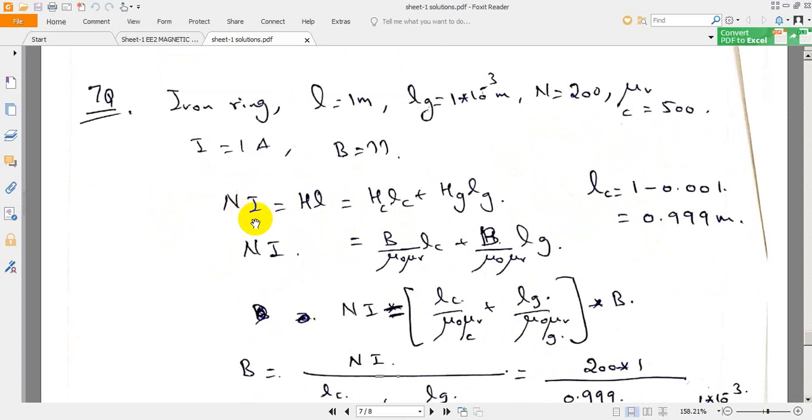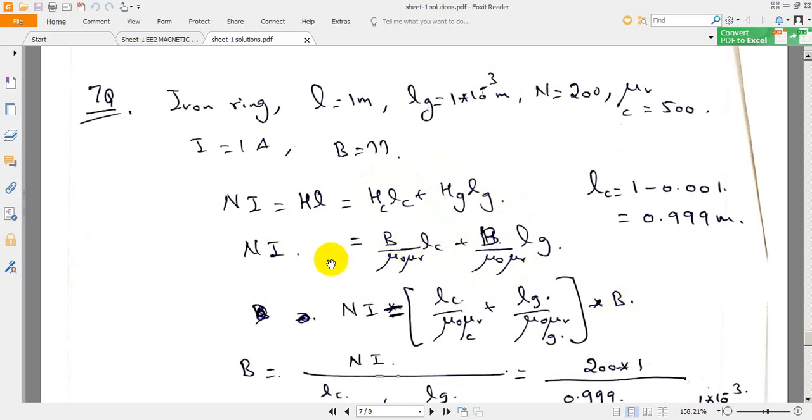We have the relation Ni is equal to HL, field intensity into length of the core. But if we check the magnetic circuit, we have two parameters. One is the core parameter, the other one is the air gap. Substitute the values of H in both. H can be written as B by mu naught mu r, and Hg can be written as B by mu naught. Flux density in the core and flux density in the air gap are both the same, hence we have taken a common flux density. We need to calculate the flux density.